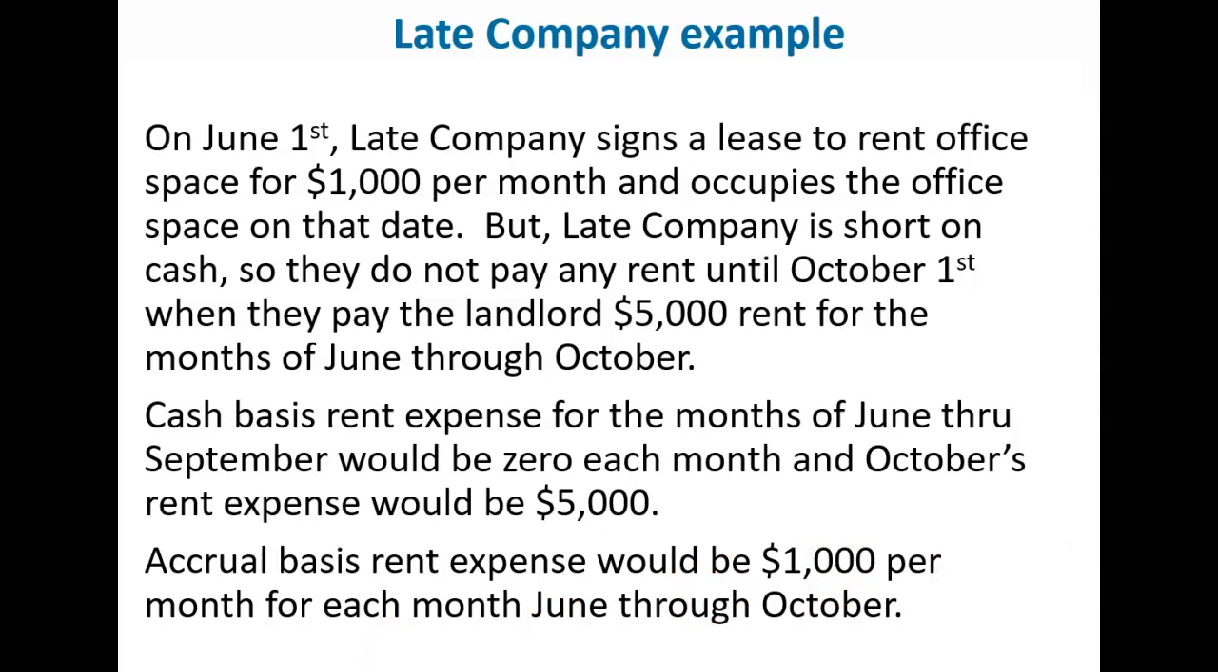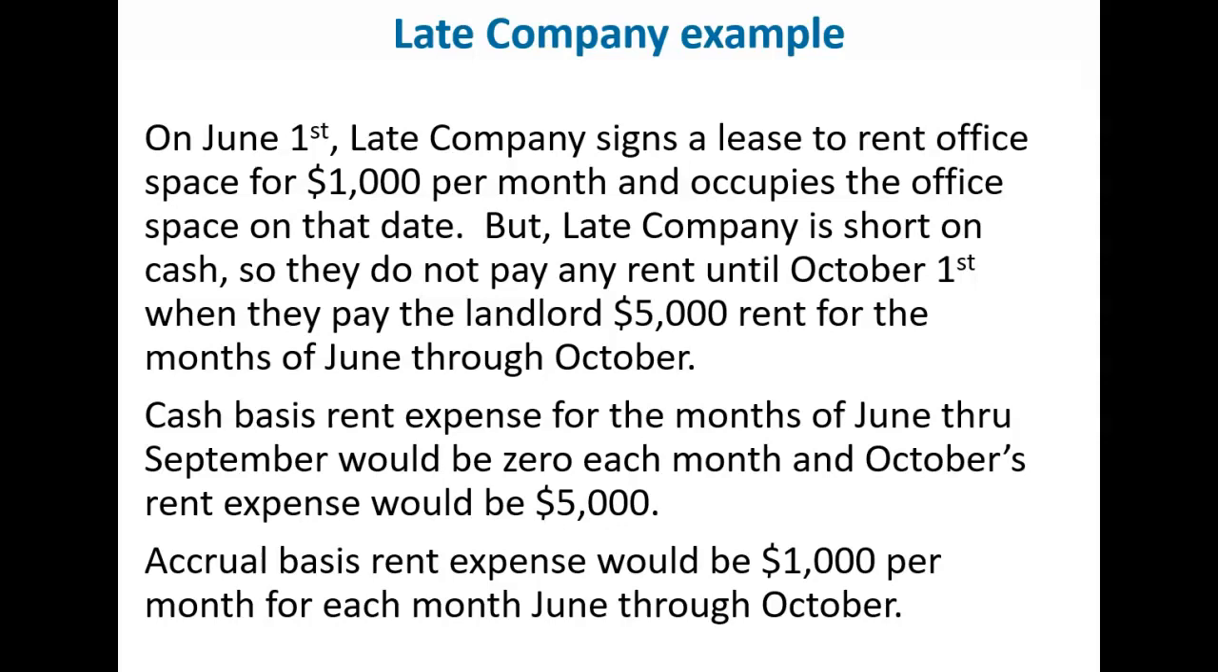Under the cash basis of accounting, Lake Company would show zero rent expense in their cash basis income statements for the months of June, July, August, and September, and their cash basis income statement for the month of October would show $5,000 of rent expense.